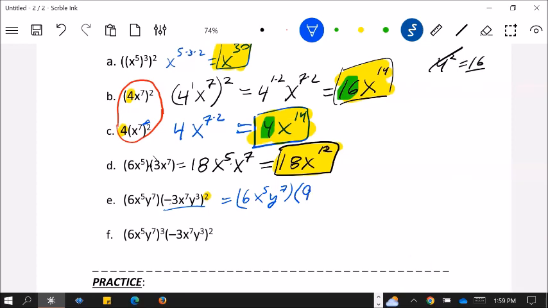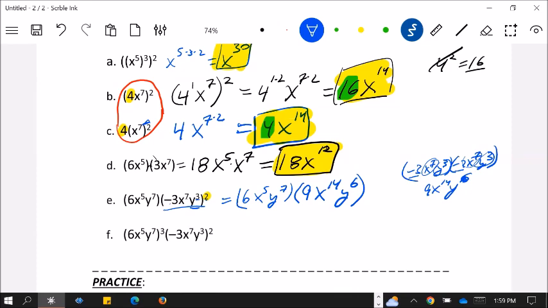Negative 3 squared is a 9. X to the 7th squared, we would multiply those two exponents to make 14. And we multiply this one to make y to the 6th. Okay. So what we're really doing is negative 3x to the 7th, y to the 3rd, and then doing it again, negative 3x to the 7th, y to the 3rd. So the negative 3 times negative 3 is the 9. We would add these two x's to make the 14, and we would add these two 3's to make the 6, rather. But that would be the same as multiplying the 2 times the 7 and the 3.